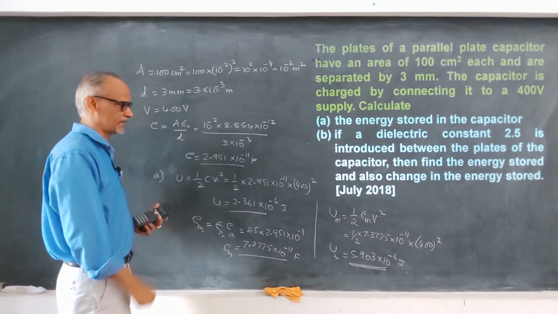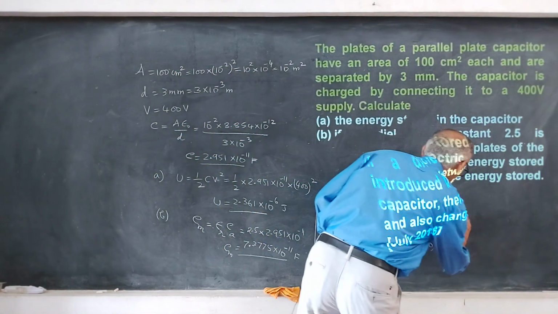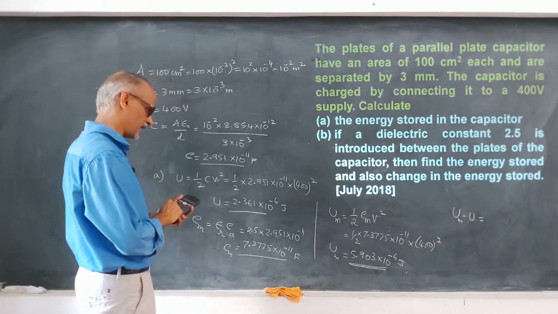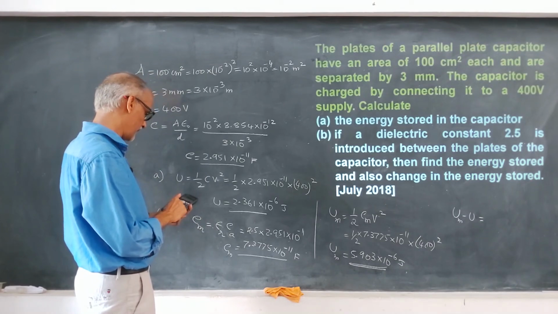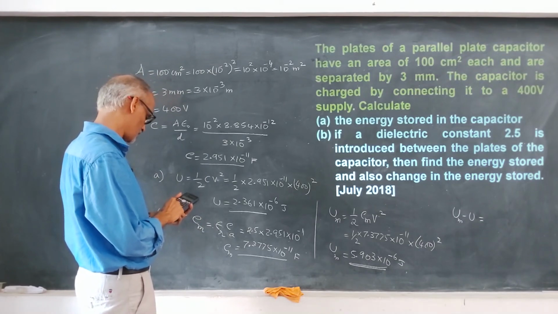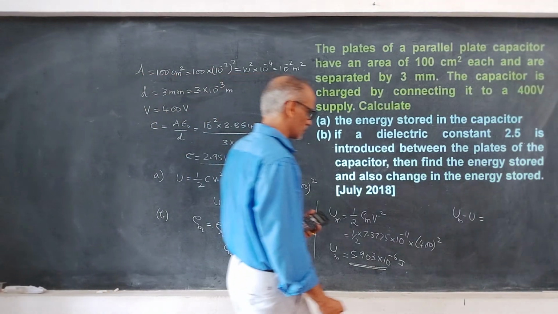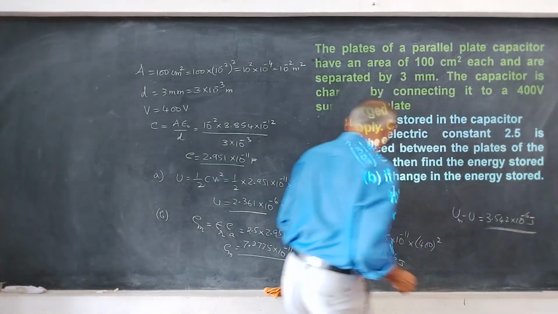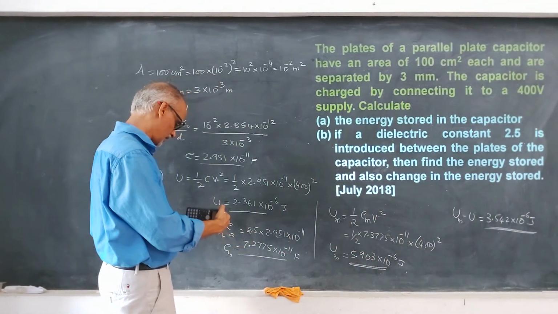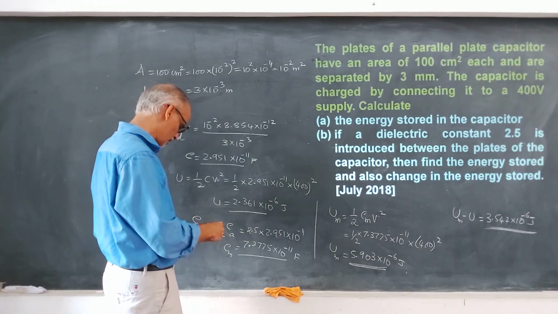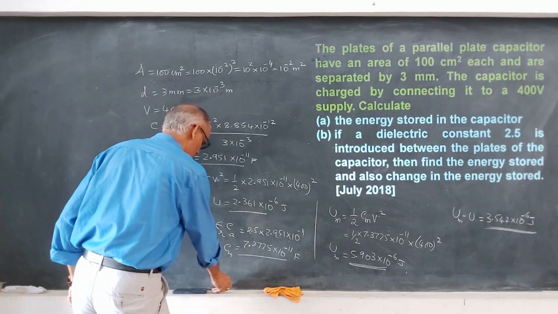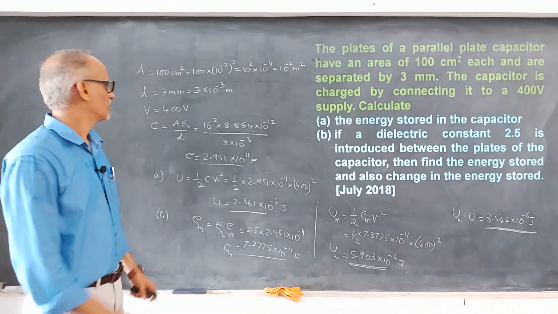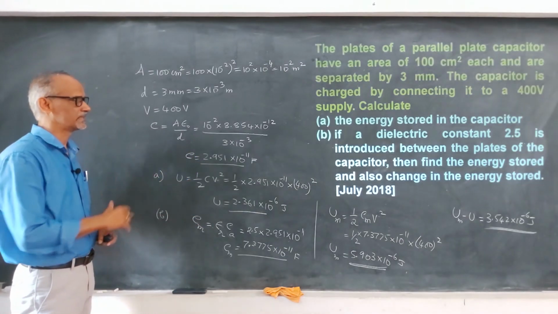But they have asked what is the change in the energy. So, I have to find Um minus U. Um minus U is the change in the energy, okay, which is 5.903 minus 2.361, that is 3.542. 3.542 into 10 to the power minus 6 joule is the answer, which is the change in the energy stored in the capacitor. So, all these numericals are important. That is why there is a need to practice these numericals, students. They are all easy problems, direct substitution, they are not difficult problems.